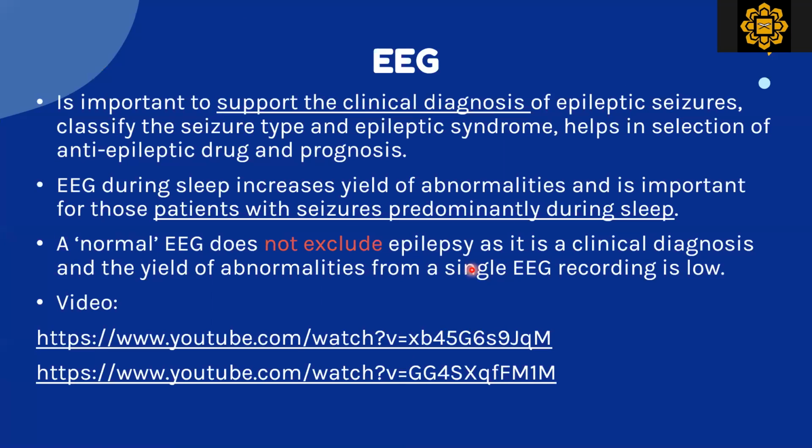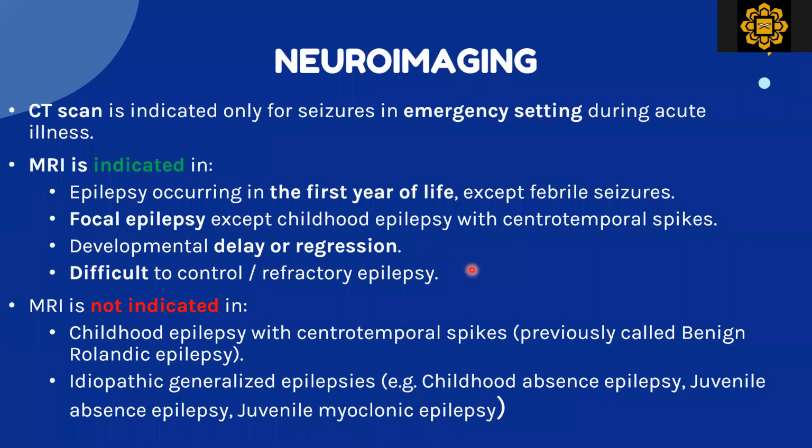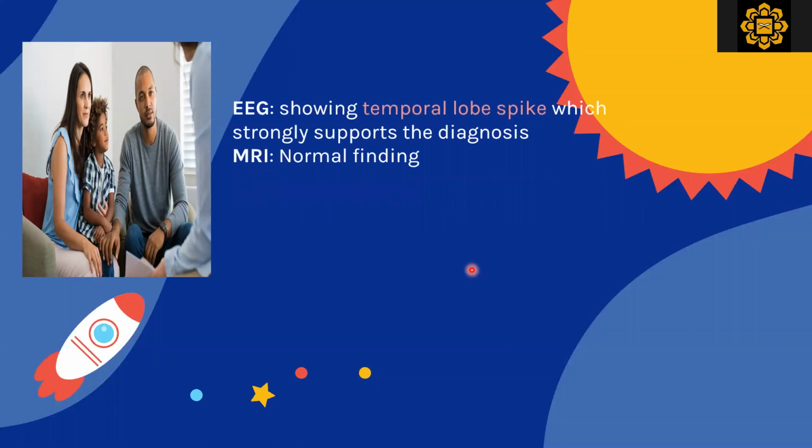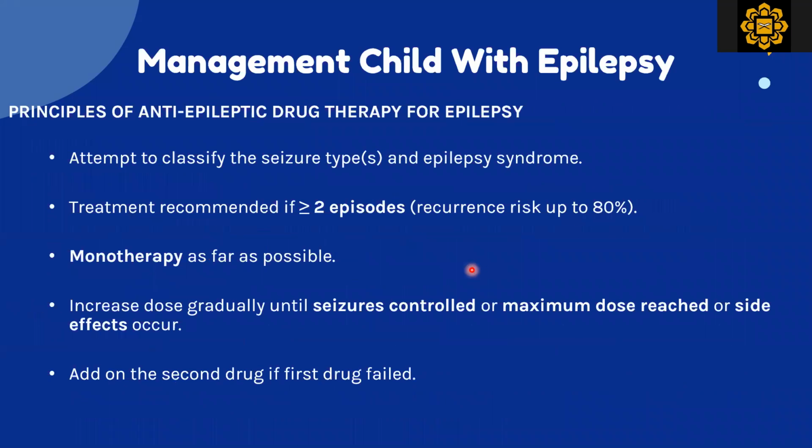So EEG, just to support the clinical diagnosis. Neuroimaging when there is indication. If no need, don't do it. So for the patient, EEG temporal lobe spike, normal finding. So how do we manage the patient?